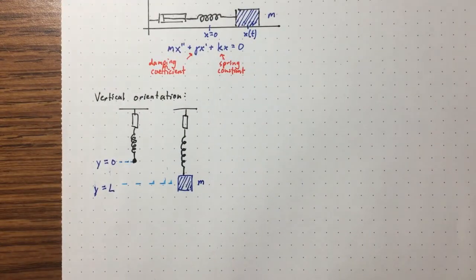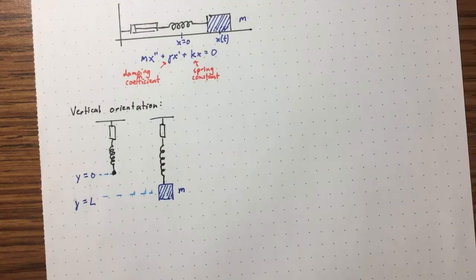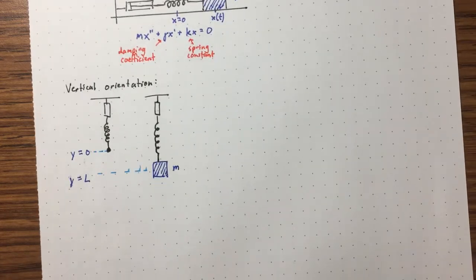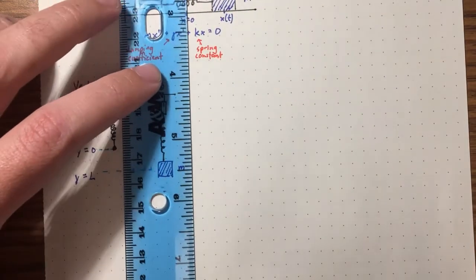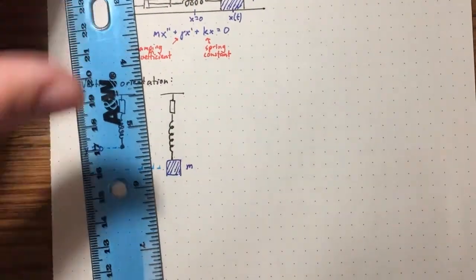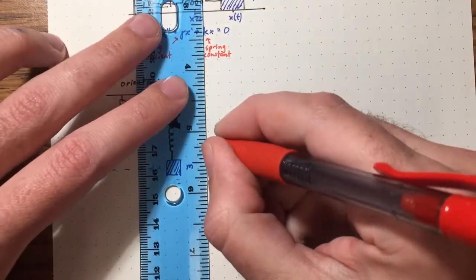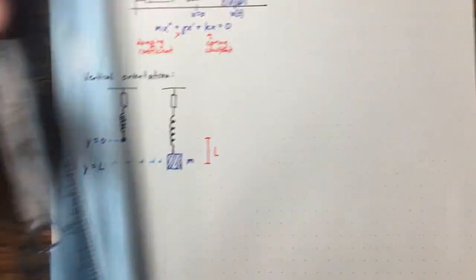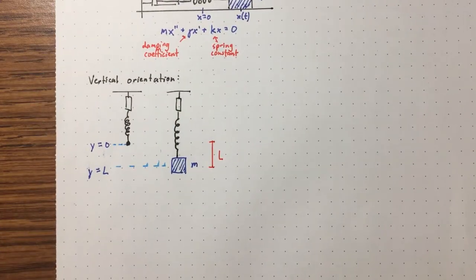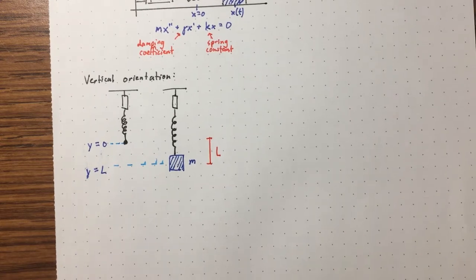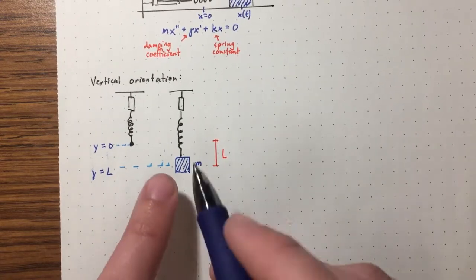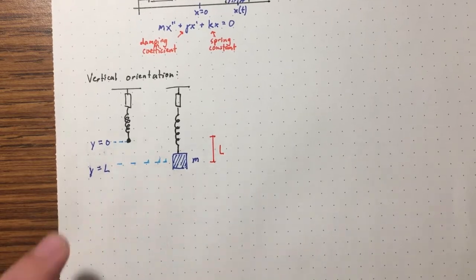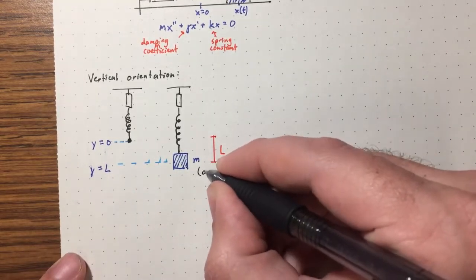Great. Okay. The first thing I want to point out here is that by measuring this L, you can determine the spring constant k, even if you didn't know it in advance. And the reason for that is, let's assume that this picture is just at rest.